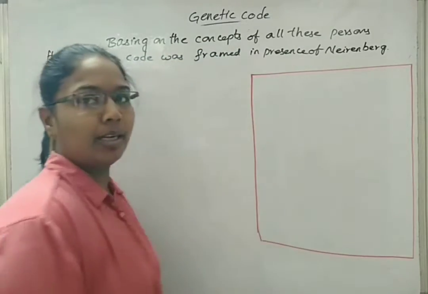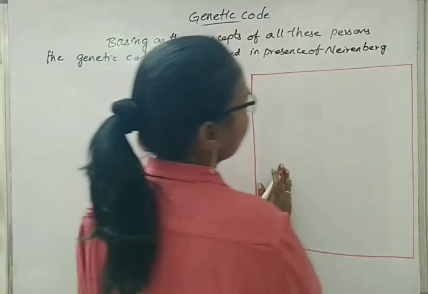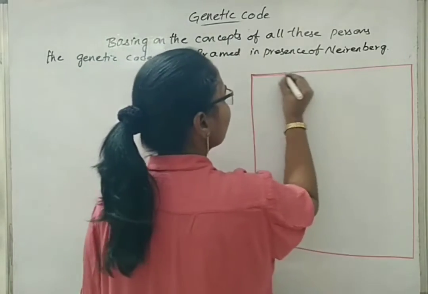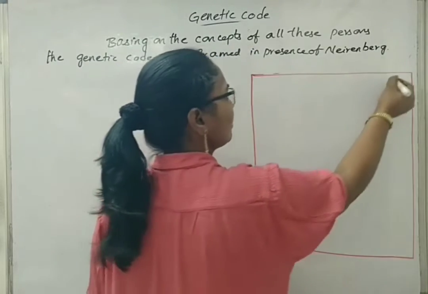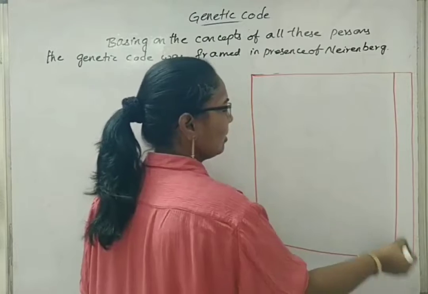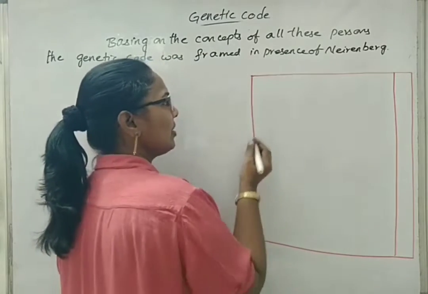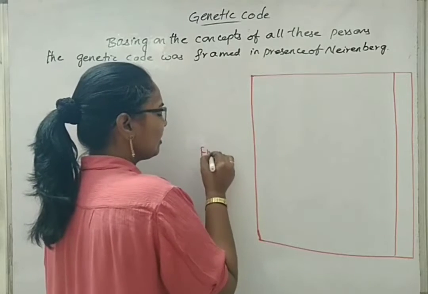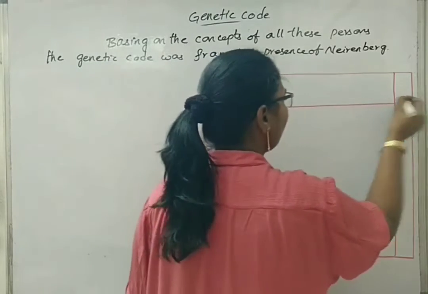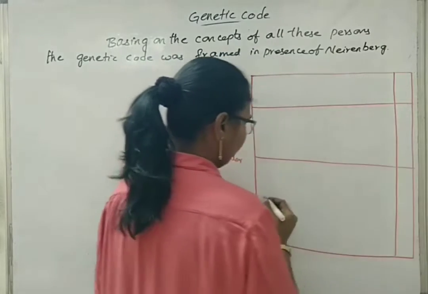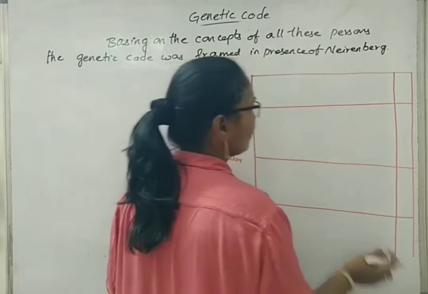So if we frame a checkerboard like this, as we have said, there are some rules and regulations to express or explain this genetic code. That is the first letter of the nitrogen base. So let's divide this into 4 different chambers.